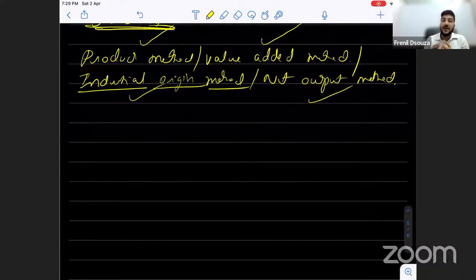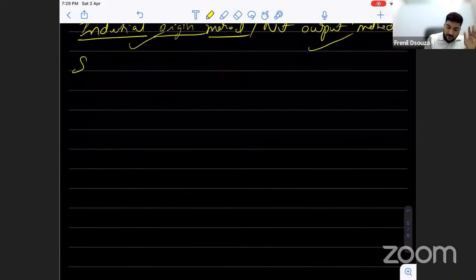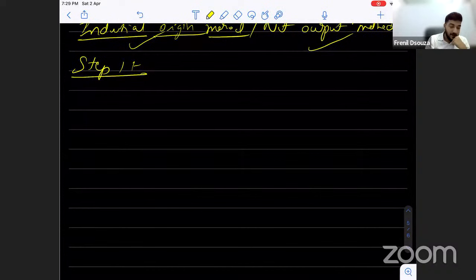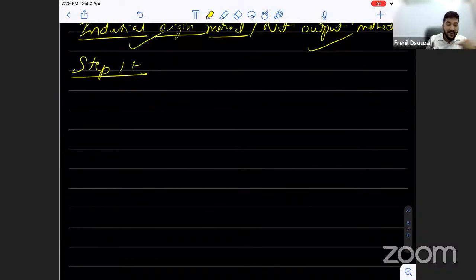So in value added method, what do we do? How do we calculate national income? Everybody knows, I'm pretty sure, that there are three steps that we follow. Step one, what is step one? Step one is identifying the producing enterprise and classifying them into different sectors.